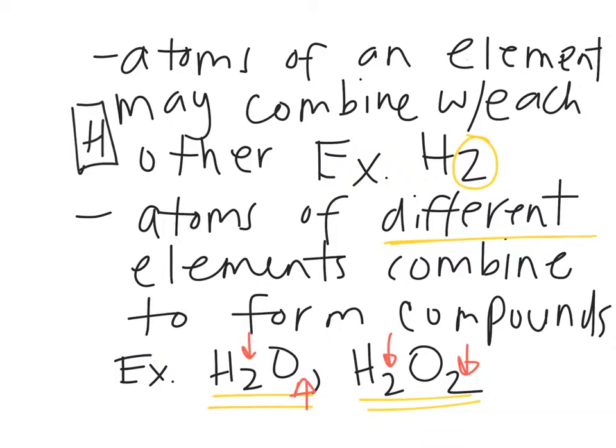So the point is that if you change what these subscripts are, when you have hydrogen and oxygen together, you change the identity of that compound. So water is always H2O, and hydrogen peroxide is H2O2. So this may seem like a very small detail, but it's actually quite important.